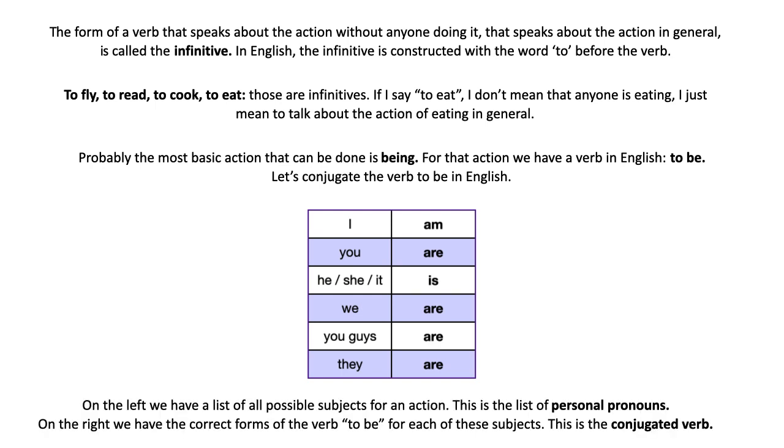What is this table? Well, the column on the left is basically a list of all possible subjects for an action. That is known as the list of personal pronouns. Okay? Personal pronouns on the left, and then on the right we have the correct forms of the verb to be for each of these subjects. So on the right we have the conjugated verb. This is what is known as a conjugation table, right? Personal pronouns on the left, conjugated verb on the right. This gives you all possible forms of the verb.